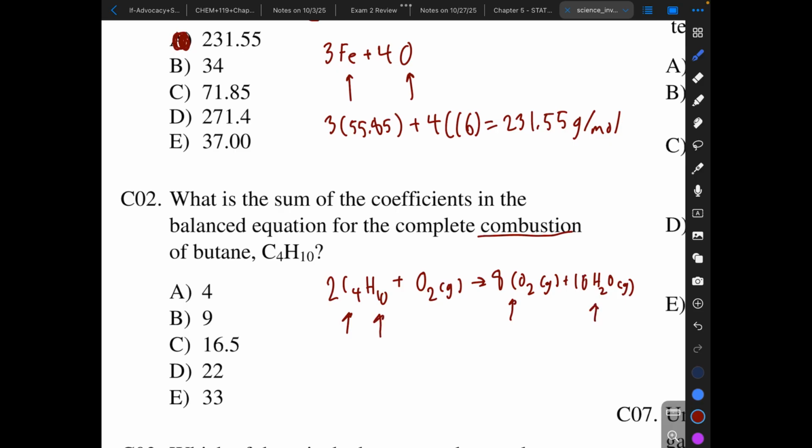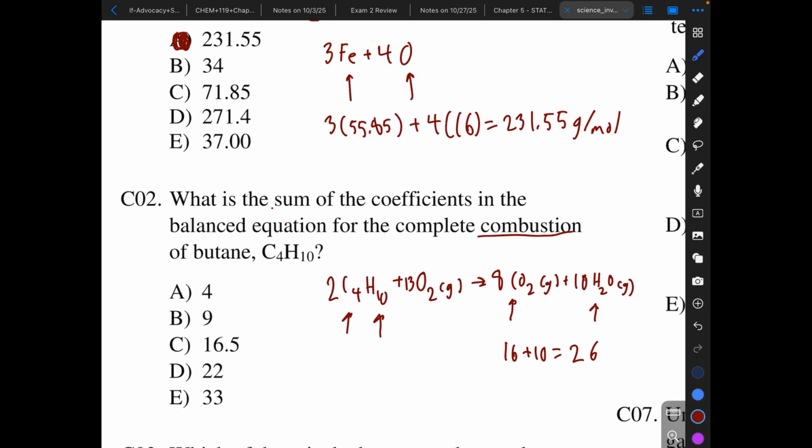But now, 8 times 2, we have 16 oxygen in CO2. And 10 times 1, we have 10 oxygen in water. We have 16 oxygen plus 10 oxygen. On the right side, we have 26 oxygen in total. What number can you multiply by O2 to get 26 oxygen? 13 times 2 would equal 26. So this is our final balanced equation.